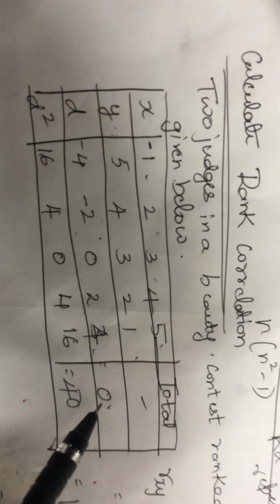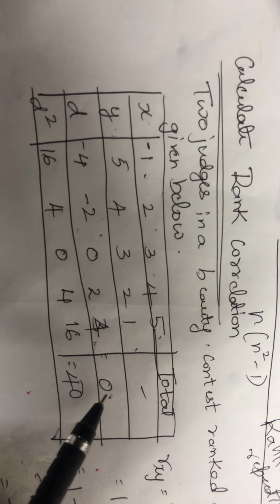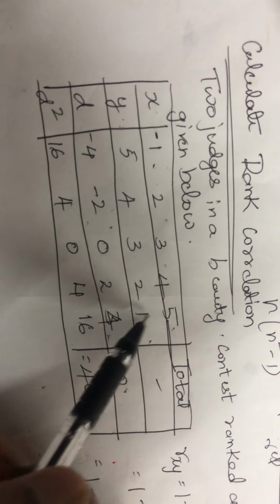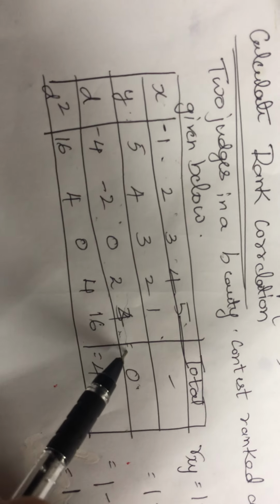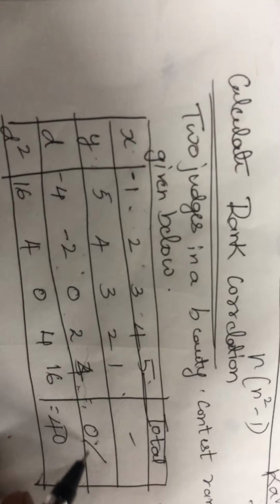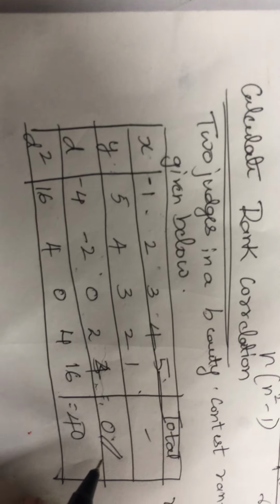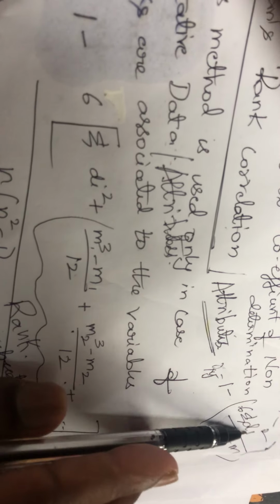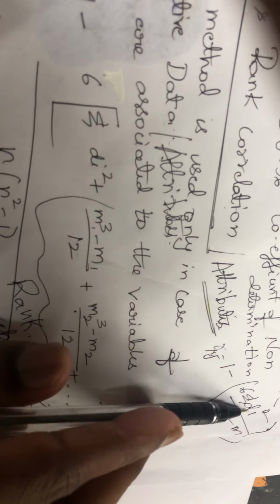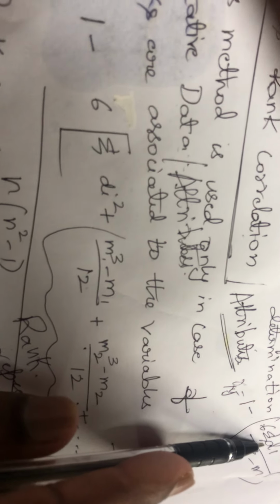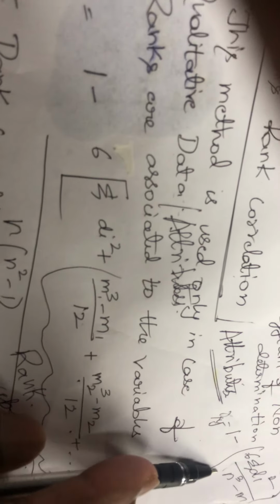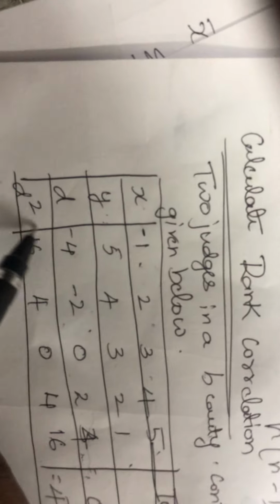One important point theoretically, which ICA may ask, is that the sum of the differences between the ranks, when you add them, will be equal to 0. That is why in the formula we are not using summation d, we are using d square. If I use summation d, the sum of the differences between the ranks will be 0. If it is 0, the problem is completely gone. We cannot calculate. That is why we use d square.